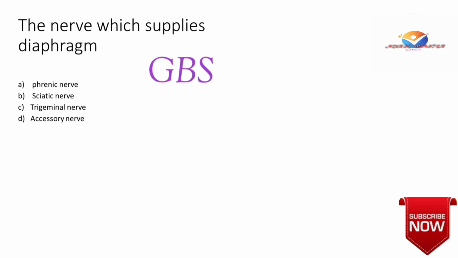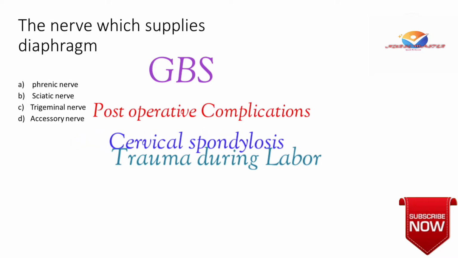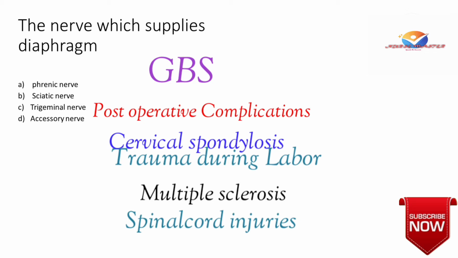Common causes of paralyzed diaphragm are Guillain-Barré syndrome, trauma to an infant during labor and delivery, cervical spondylosis, complication from neck surgery, heart surgery and chest surgeries, multiple sclerosis and spinal cord injuries.